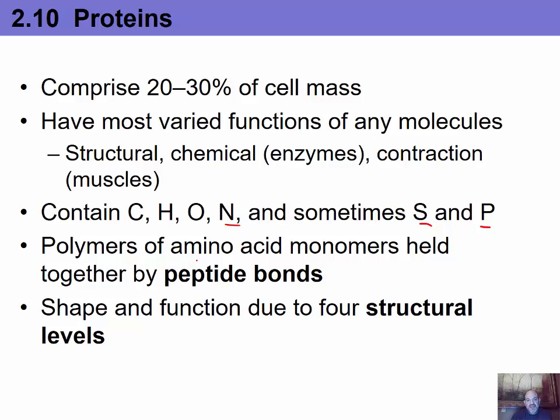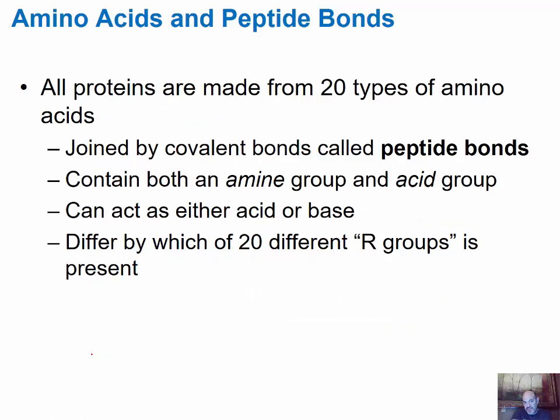They are polymers of amino acid monomers held together by peptide bonds. So that's the term to be aware of. The covalent bonds that hold amino acids together are called peptide bonds. And the shape and function are going to be due to 4 structural levels. We're going to look at those structural levels to see how proteins are put together and ultimately explaining their function.